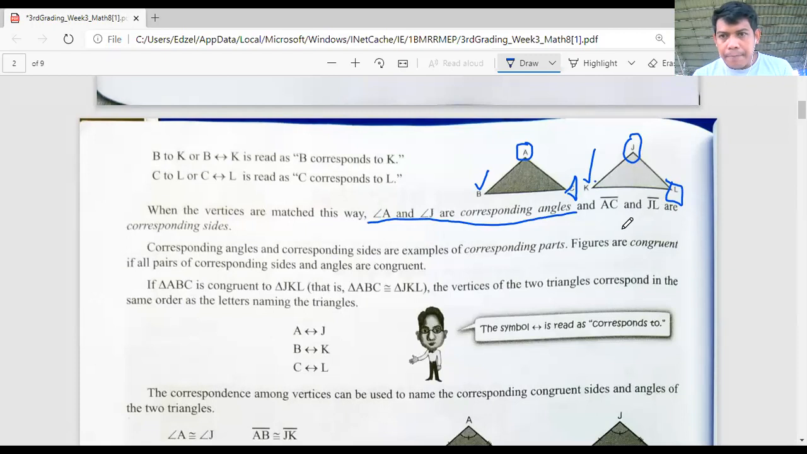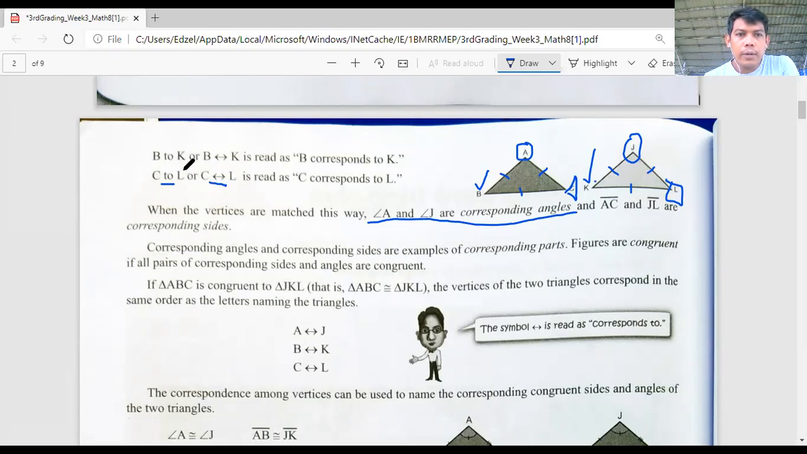But how about for the sides? Ang side natin na correspond is side AC and side JL. These are corresponding sides. Also, side BC and side KL are corresponding. And also lastly, side AB and side JK, they are corresponding sides. So take note of the term corresponds, and their symbol is the two-way arrow line.